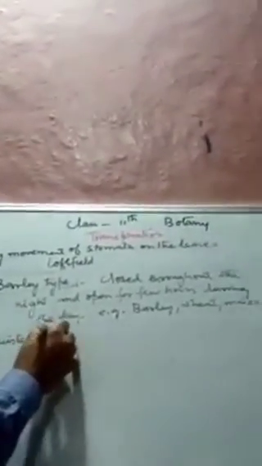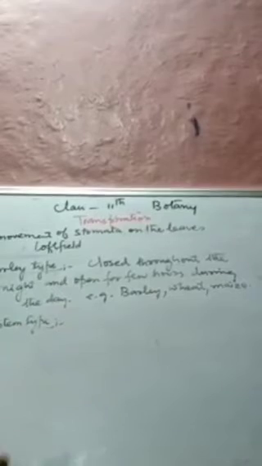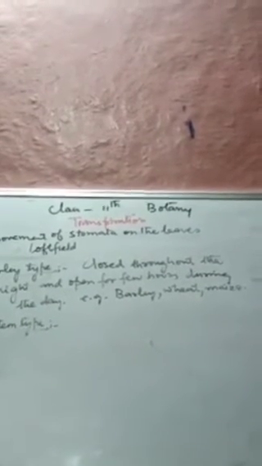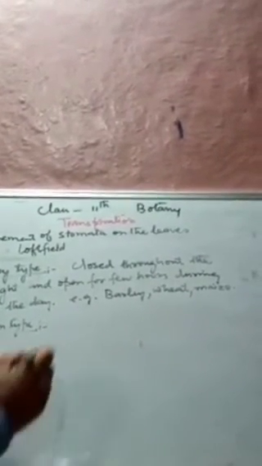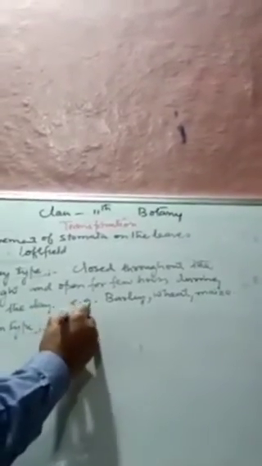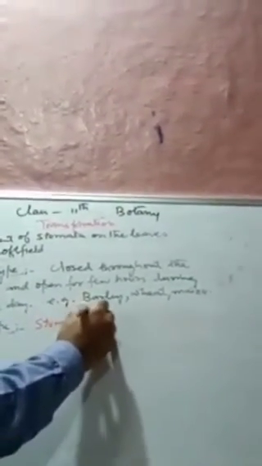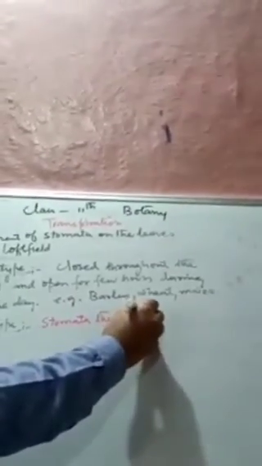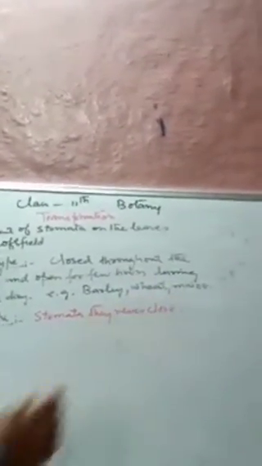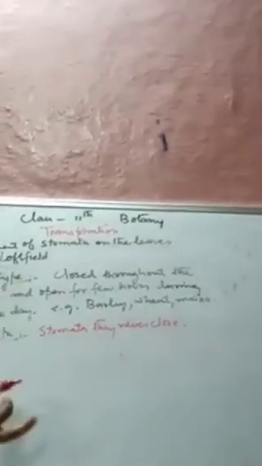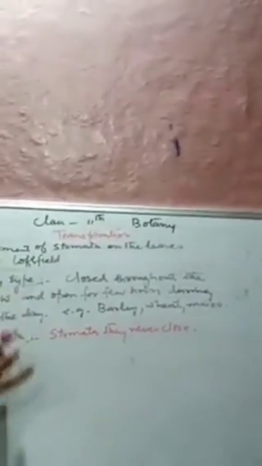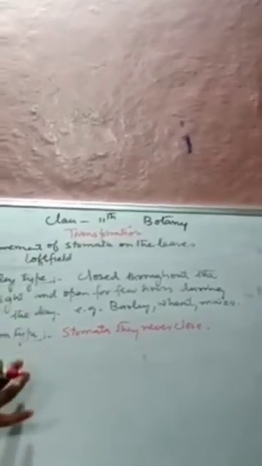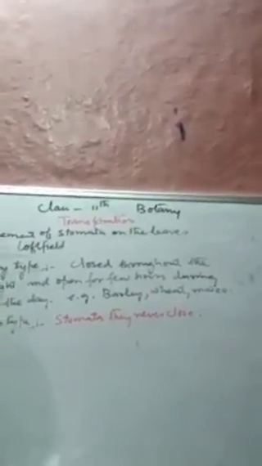Now, fourth one जो हमारे पास है, that is Equisetum. Equisetum में हम क्या देखते हैं कि जो stomata होते हैं, they never close. So these are the different types of movements of the stomata, and this classification was based on the daily movement of stomata on the leaf.